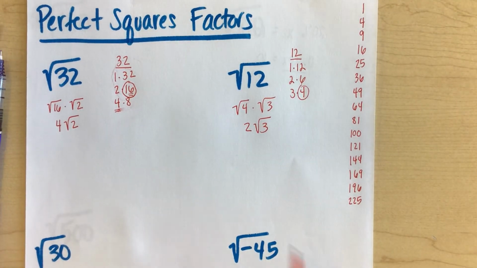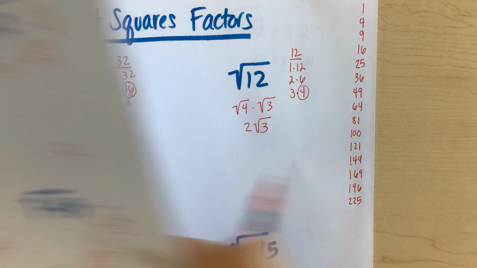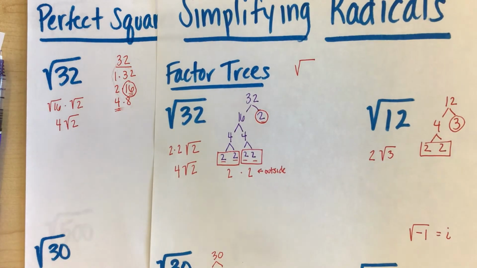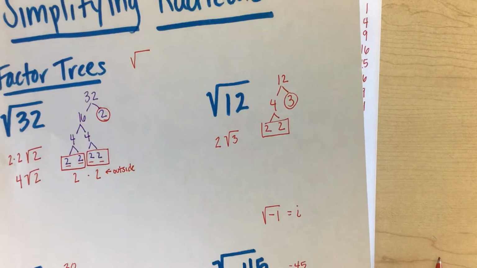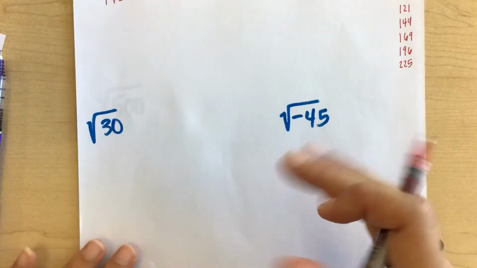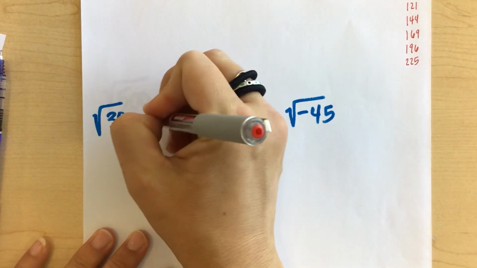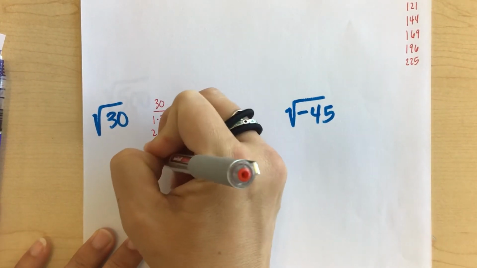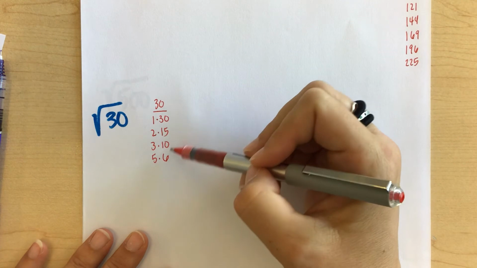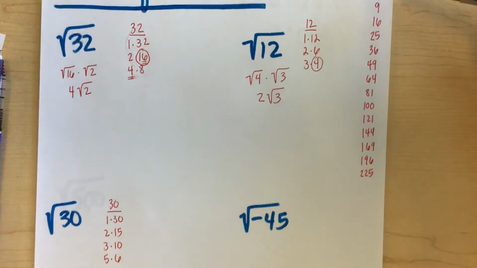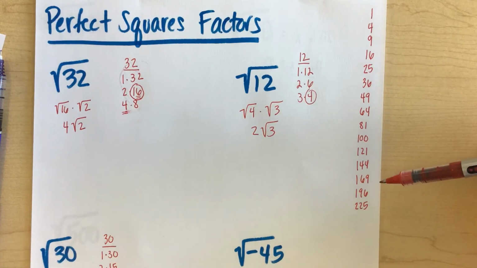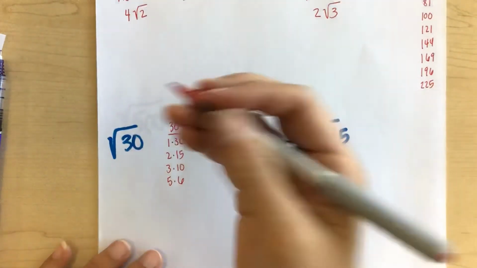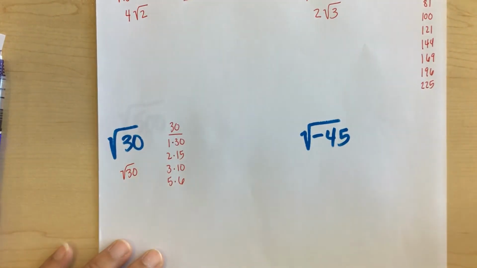And again, we're getting the same answer no matter what method we're using, right? Here's the factor trees method. We're getting the same answers, it's just a different method. Square root of 30: we have 1 times 30, 2 and 15, 3 and 10, 5 and 6. There is not a number on this list that's also on my perfect squares list. So there's nothing I can do to this, and it stays radical 30.